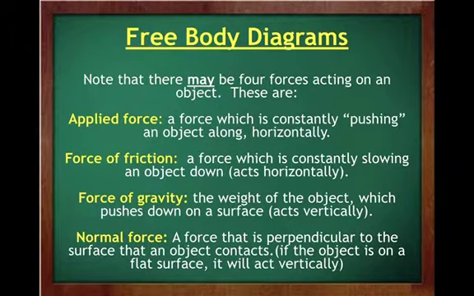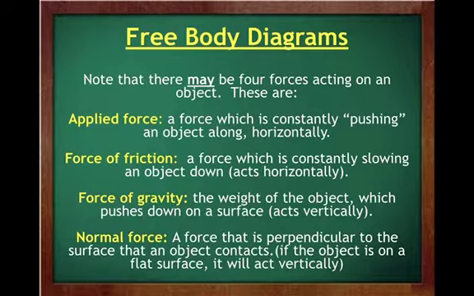For the purpose of this next lesson, things you'll want to think about are, like I said, an applied force, a force which is constantly pushing an object along. Typically that's horizontal, where something is lying on a surface and we're pushing it horizontally. Then your force of friction, which slows down an object, so it goes in the opposite direction of the force being applied, because it's acting against the force you're trying to push forward. It's holding it back. You could also have a force of gravity, in which something is being drawn further down towards the ground.